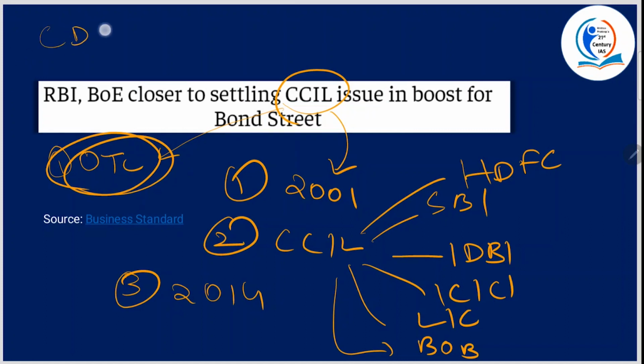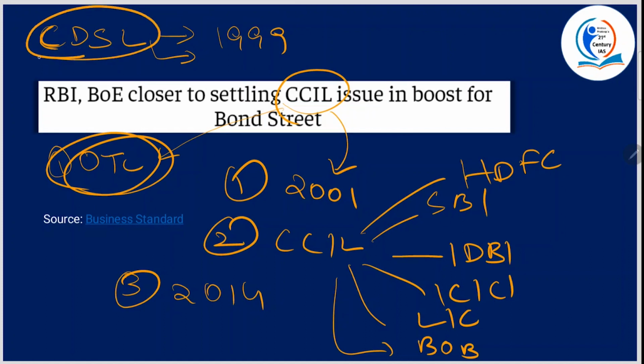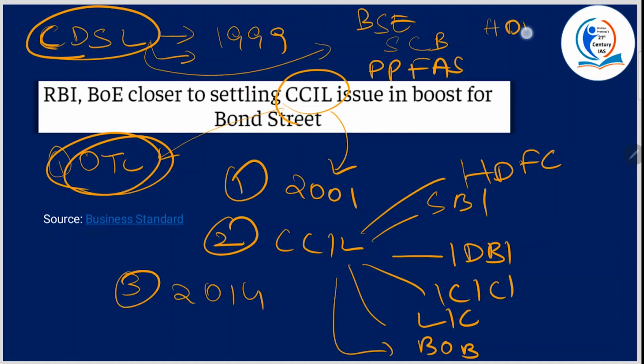And there is another term you need to know, that is CDSL. What is the full form of CDSL? It's Central Depository Services Limited. It is an Indian Central Securities Depository founded in the year 1999. And it is the largest depository in India in terms of number of demat accounts opened. This is CDSL. And who are its shareholders? It is BSE Limited, Standard Chartered Bank, PPFAS Mutual Fund, HDFC and LIC. So these 2 you have to remember, CCIL and CDSL.